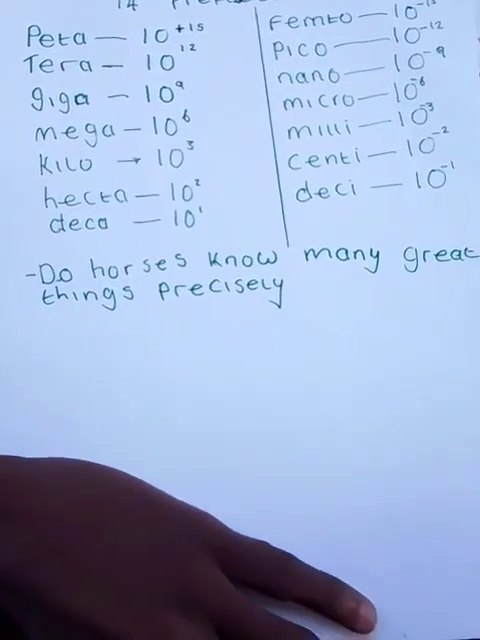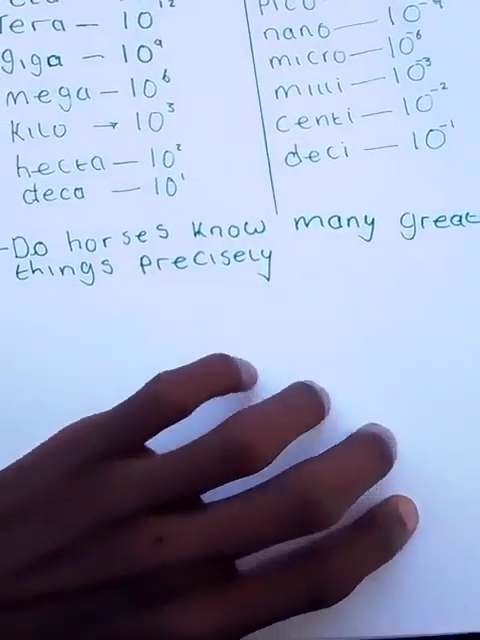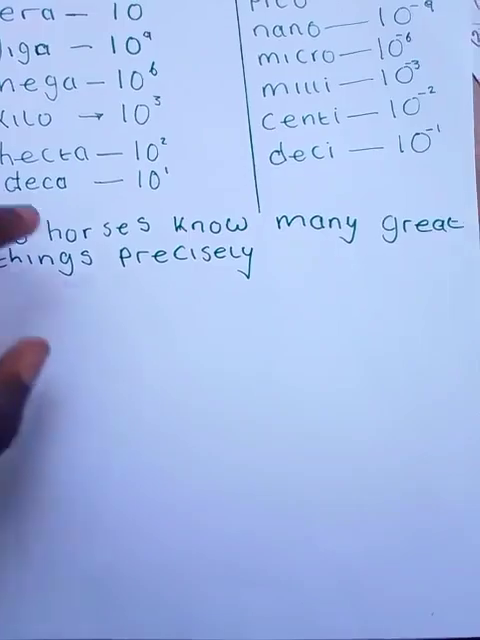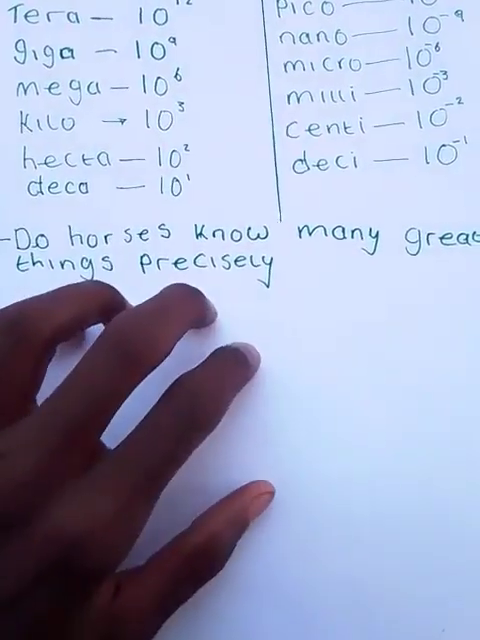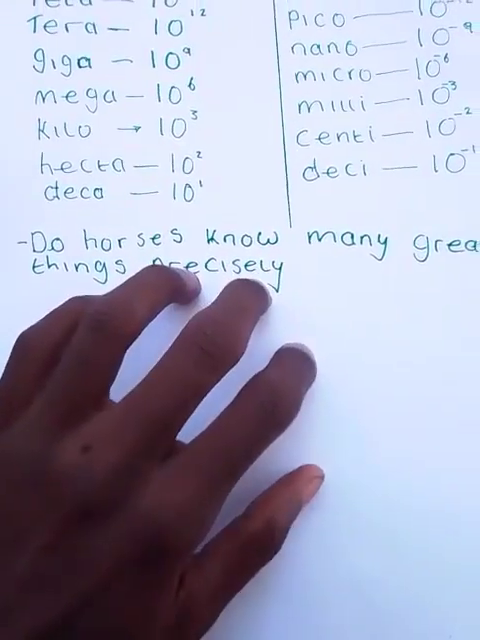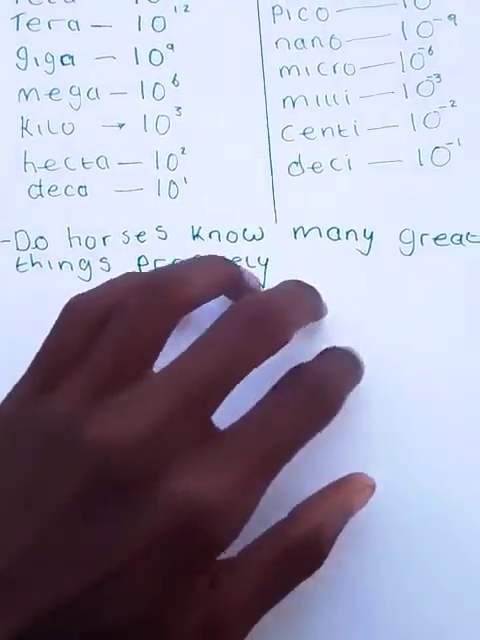Okay, so here we go. So this is the mnemonic to remember these prefixes. The mnemonic goes like this: do horses know many great things precisely?